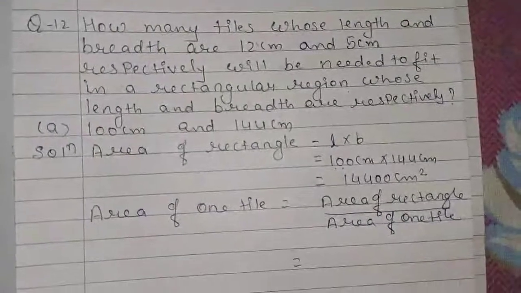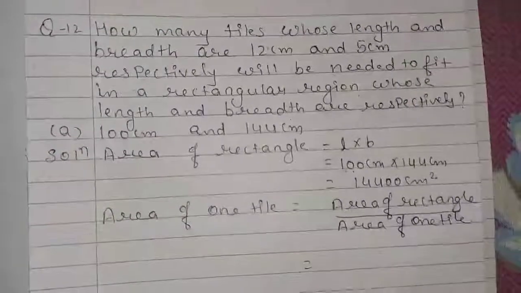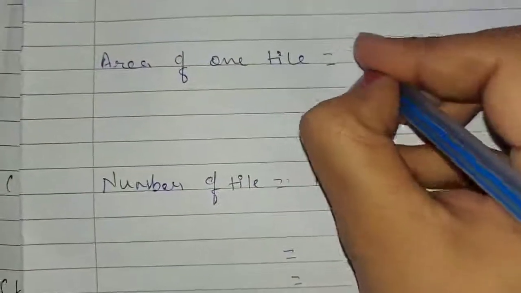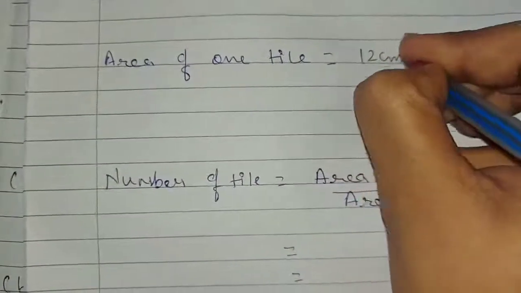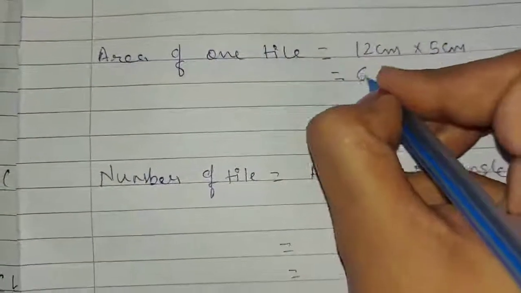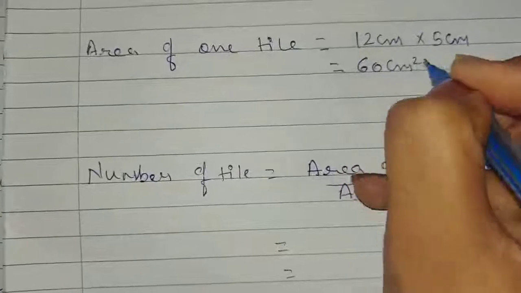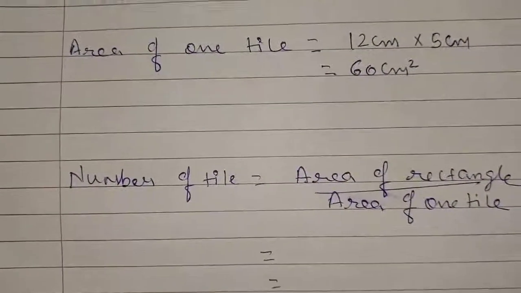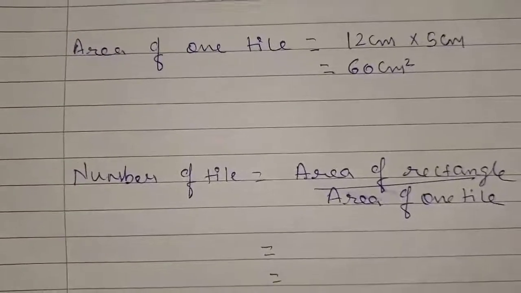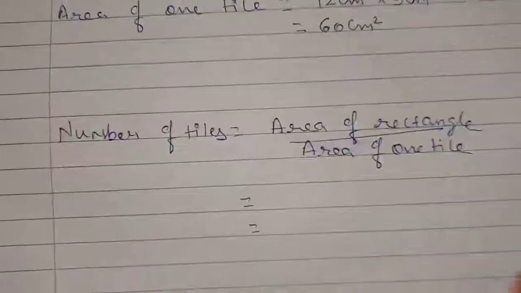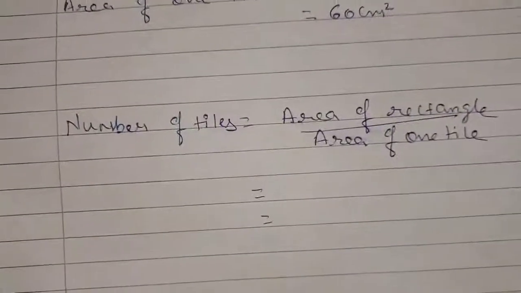Now let us find the area of the tile. Area of one tile equals 12 centimeter multiplied by 5 centimeter, and that is equal to 60 centimeters square, and this length and breadth of the tile is given in the question. Now what do we have to find? We have to find the number of tiles. So number of tiles equals area of rectangle upon area of one tile.